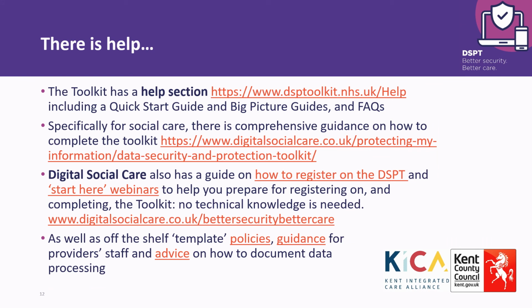And as well as the sessions we're running, there are a lot of other resources to help with this too. The toolkit itself has a help section, and then the Digital Social Care website is an excellent source for anything DSPT. And the toolkit questions themselves often link to the Digital Social Care website for further advice, guidance, and even templates that you can use, for instance, for certain policies. They provide national support for the DSPT, so they also have pre-recorded webinars, which are the Start Here webinars.